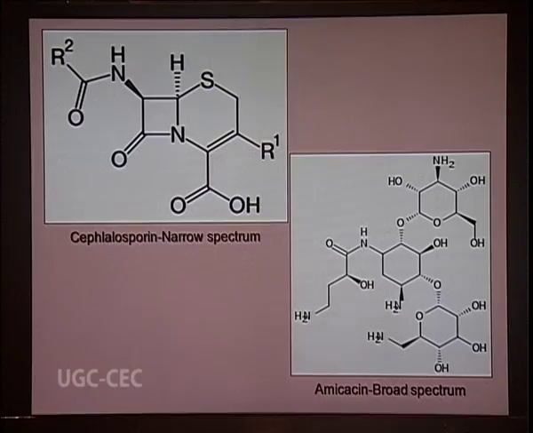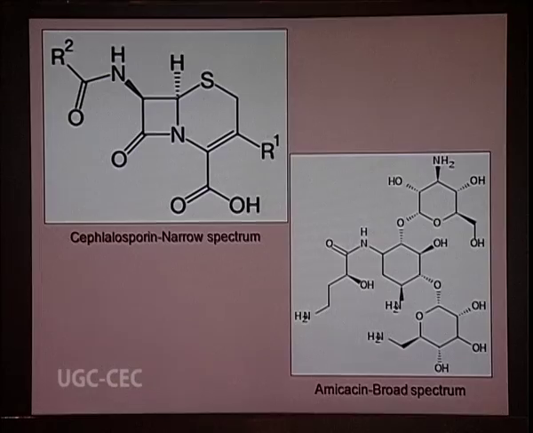The other ways include the classification according to the spectrum. That means some antibiotics may be narrow spectrum. They are inhibiting a small group of microorganisms. In case of gram-positive organism, it is inhibited by aminoglycosides like streptomycin, dihydrostreptomycin, and the first generation of cephalosporin. They can inhibit gram-positive microorganisms, only a small group.